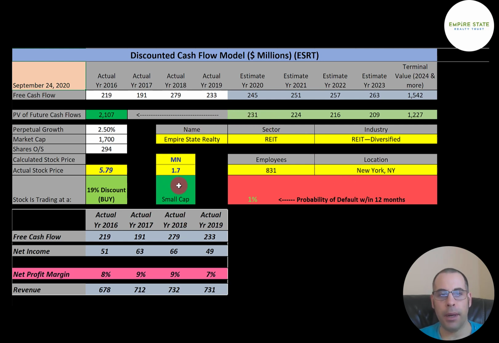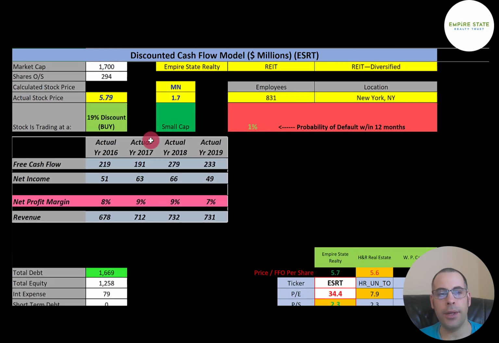This is a small cap company. They have a market cap of $1.7 billion. They're trading at $5.79 a share. And to get the shares outstanding, market cap divided by stock price gives you shares outstanding of 294 million. We're going to need this number later when we calculate the value of the company. Let's look at the financials.